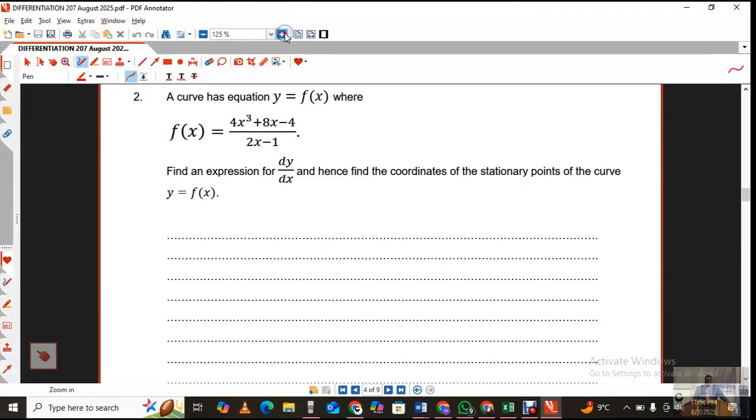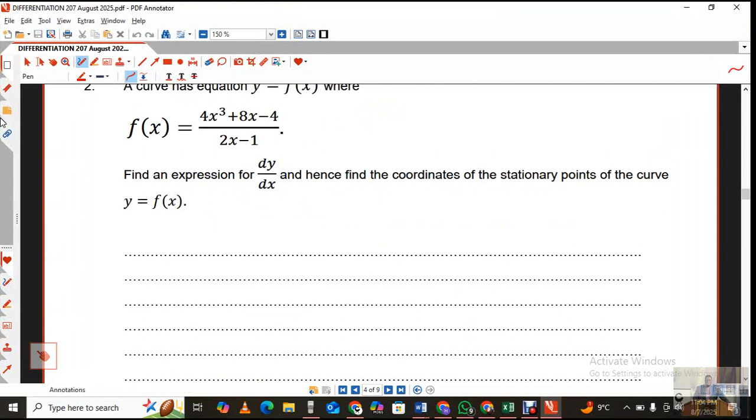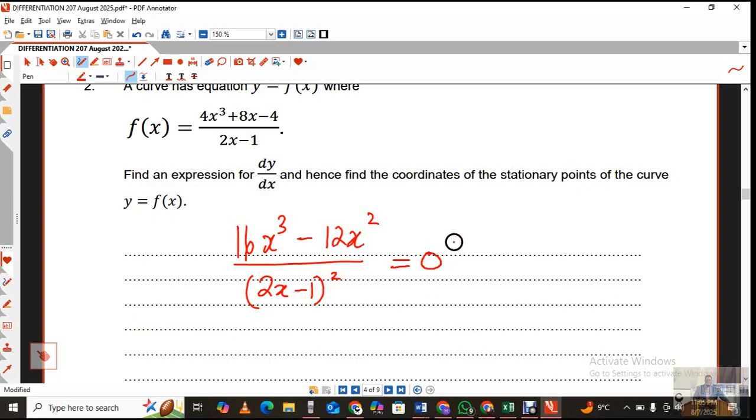Hopefully you can still remember. I'm not going to redo this. We were at a point where the derivative was 16x cubed minus 12x squared, and we're going to put all of that over (2x minus 1) squared, and let it equal 0, because for stationary points we know that dy/dx is equal to 0. So we are looking for the coordinates of that.